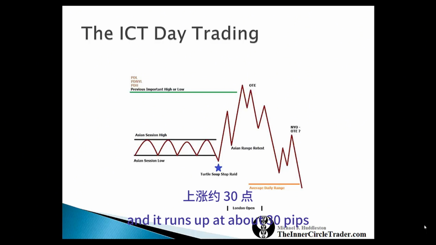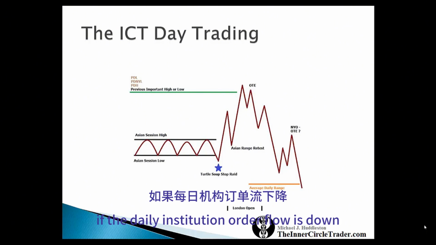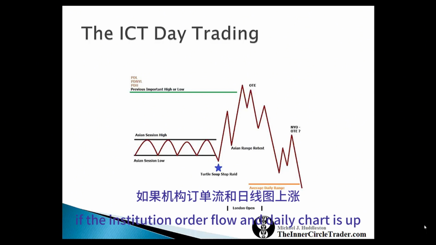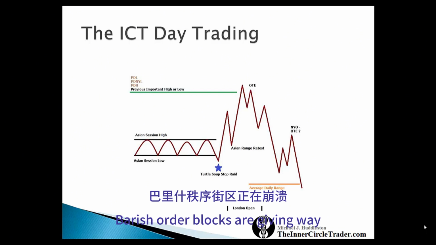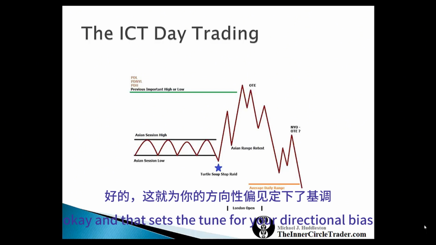and it runs up about 30 pips, and if the daily institutional order flow is down, and I failed to mention this when we were talking about buys, if the institutional order flow on the daily chart is up, in other words, bullish order blocks are being respected, bearish order blocks are giving way, market structure is moving higher, okay, that sets the tone for your directional bias.